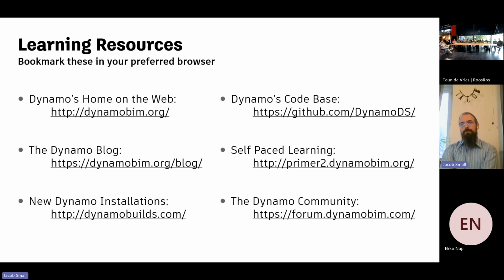Other handy resources: Dynamo's main home on the web, dynamobim.org. The blog has great resources on updating Python in particular. We're probably going to see a new one of those in the very near future as the new Python engine comes out. If you need a different installation of Dynamo builds or of Dynamo, you can get it from dynamobuilds.com. The main code base has also been open sourced at github.com/dynamods. You can go through the Dynamo primer. I recommend the developer primer for anybody who's looking to get started with C#. Those are both at primer2.dynamobim.org, and you can engage with the community on the Dynamo BIM forum.